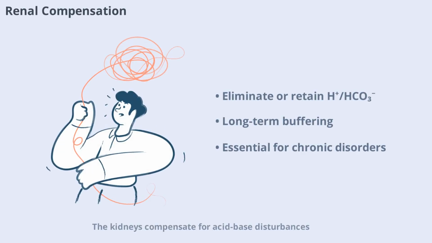The kidneys compensate for acid-base disturbances by eliminating or retaining H+ and HCO3-. This mechanism provides effective long-term buffering but takes hours to days to complete. Renal compensation is essential for maintaining acid-base balance, especially in chronic disorders.